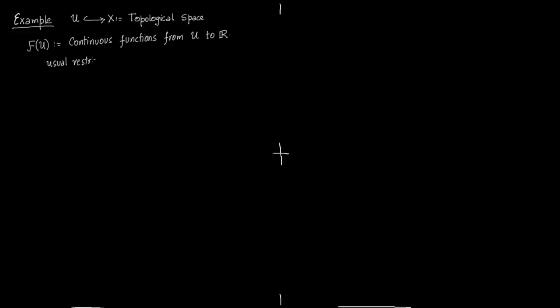So, and you have the usual restriction maps. If a function is defined on a big set U, it is also defined on a smaller set V, which is contained inside U. Now you can do a similar thing with the ring of differentiable functions or the ring of holomorphic functions. Again, this example has been taken from Hartshorne, so you can start reading pages at the start of chapter 2.